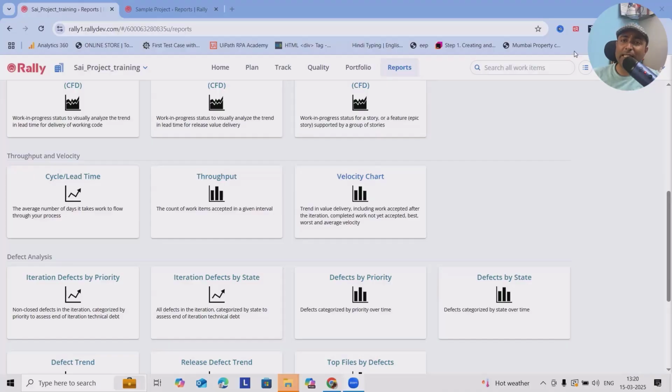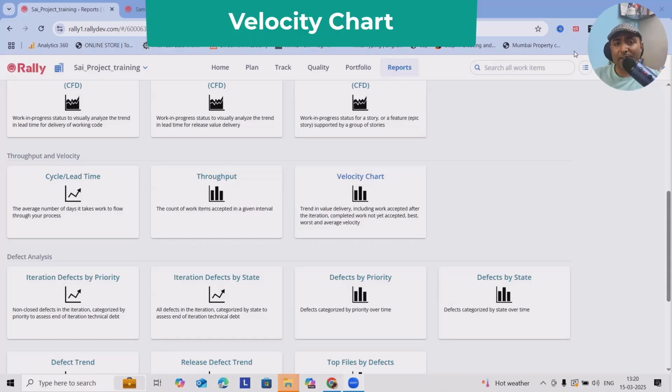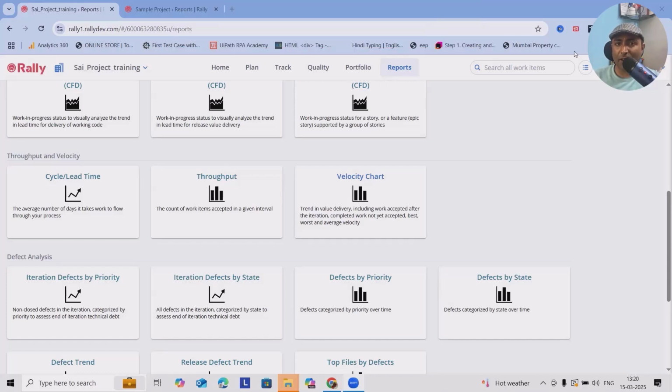To begin with, first of all, what is the velocity chart in Rally? The velocity chart displays all accepted plan estimate units for each of the last 10 completed iterations. This chart is essential for measuring the pace at which teams get work done and their productivity, and how much work can be accomplished in future iterations.